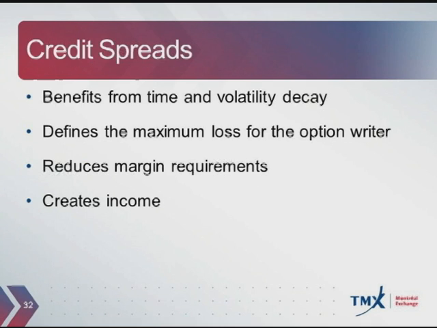So the benefit of the credit spread is that we take advantage of time and volatility decay. As the option contracts lose value, whether it's through time or volatility, we're going to benefit. We actually have a defined maximum loss as the option writer. We can't lose any more than the spread minus the premium that we've collected. So there is a greater loss, but it's identified, and as a result, we only have to put up a portion for margin requirements, which again is the difference between the strikes minus the premium.